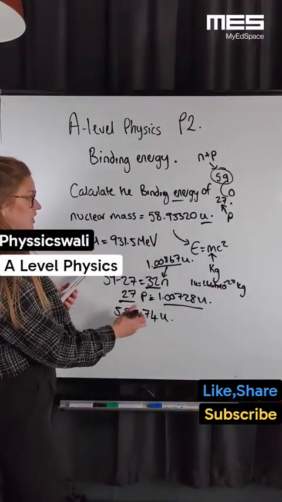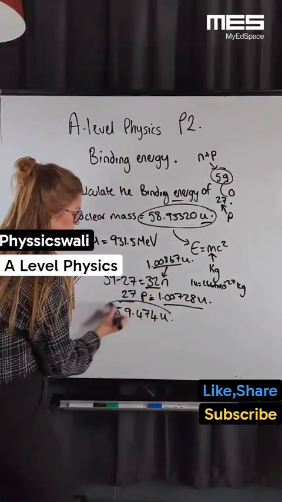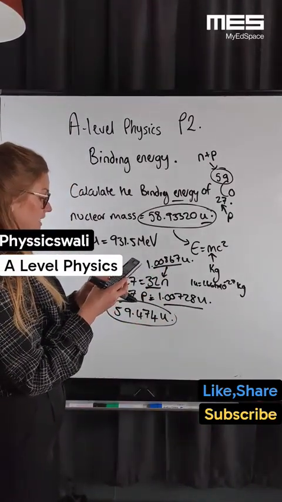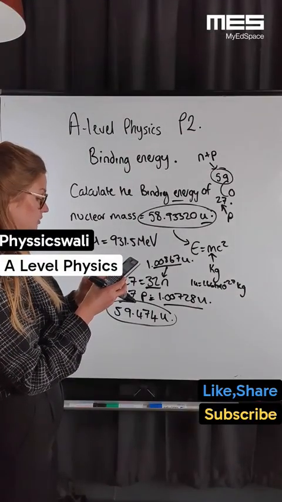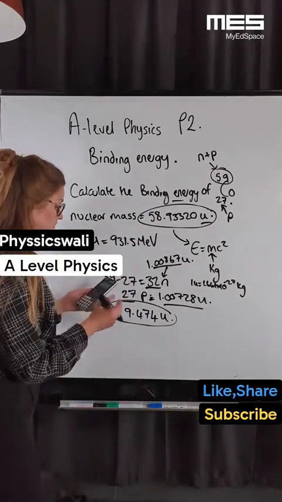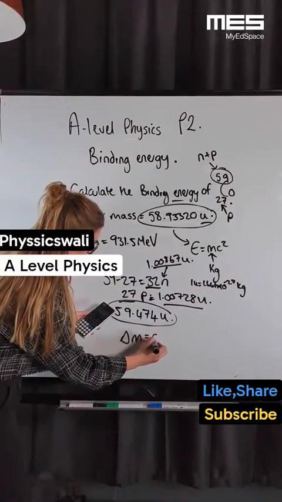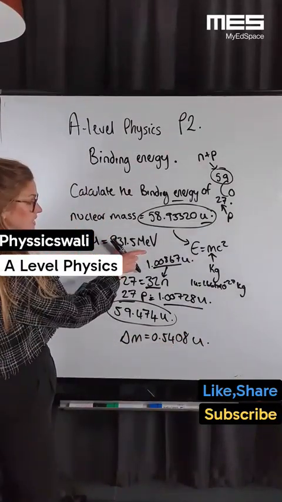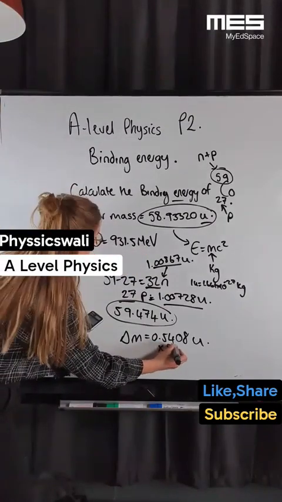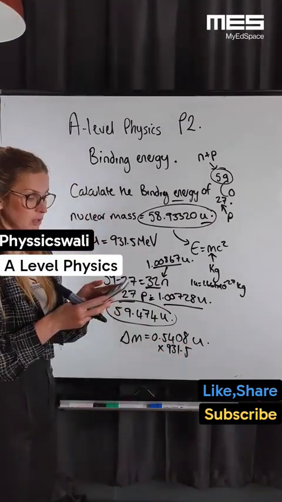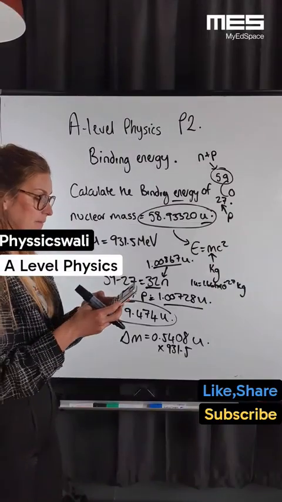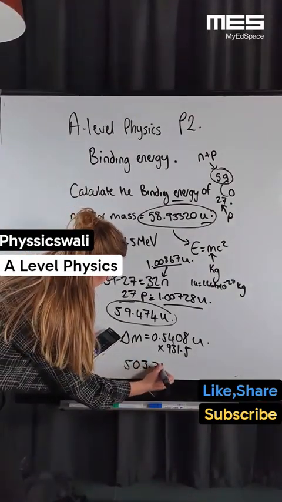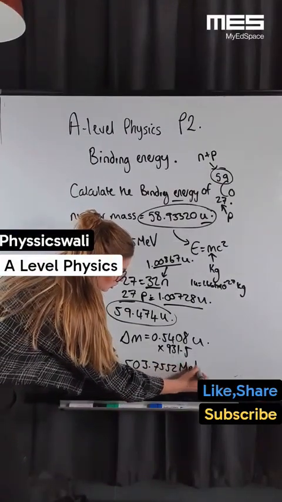So now I'm going to find the change in mass by subtracting these two numbers. I'm going to do 59.474 take away 58.93320 to get my change in mass. My change in mass then is 0.5408 U. Now I know what a U is, so I multiply that by 931.5 to get my binding energy in mega electron volts. And I get 503.7552 mega electron volts.